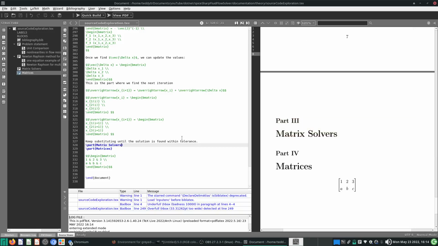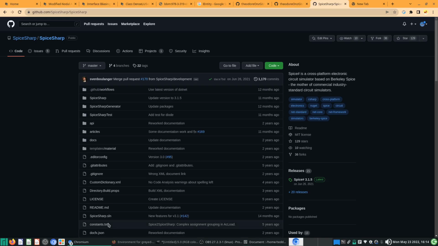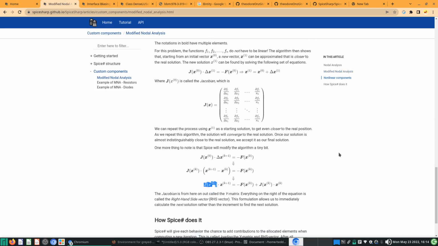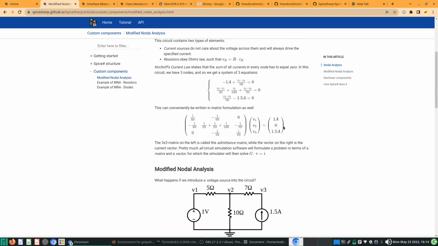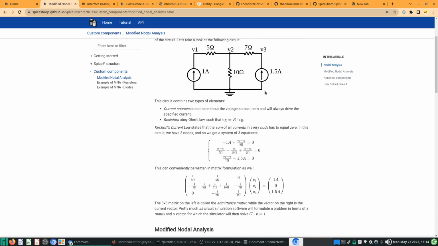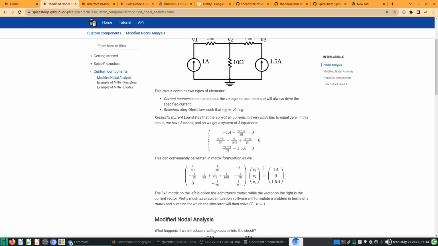Last video we were talking about the Newton-Raphson method. So that's a very high level way of looking at SpiceSharp. Now of course, the general idea is that as we add components to our circuit, or flow diagram in my case, we have to start constructing matrices.